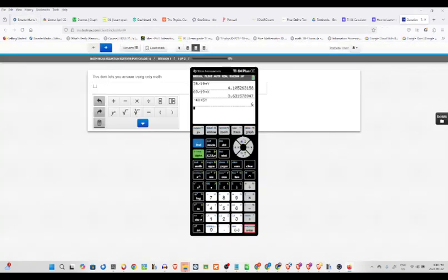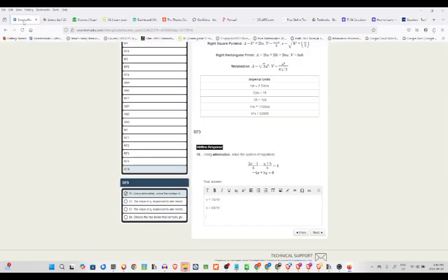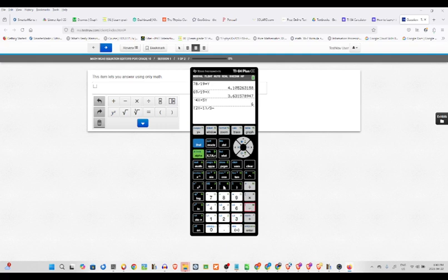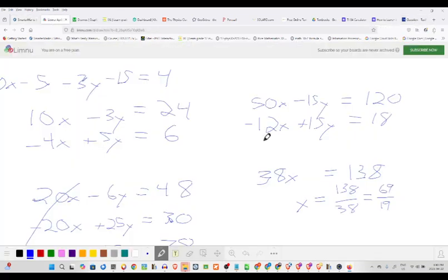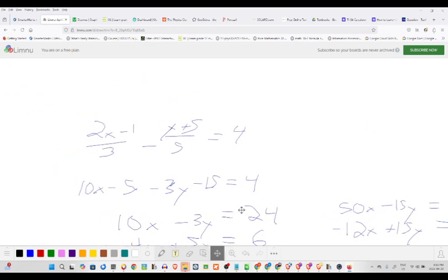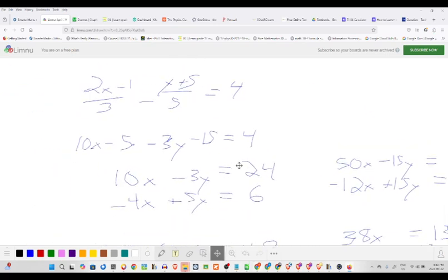Now 2x minus 1 over 3 minus y plus 5 over 5. That equals 2.6 repeating. That is not a 4. Did I do something incorrectly up here?